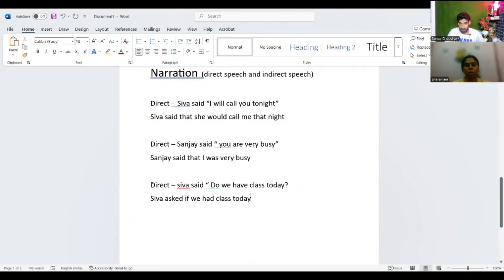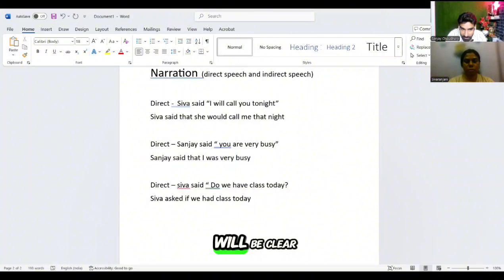So in this sentence, you can see it's a big change. Shiva said, "Do we have class today?" will be changed to Shiva asked if we had class today. "Said" changes to "asked," and "do we have" changes to "if we had," right? "If" or "whether." We can have one more example so that it will be clear to you.